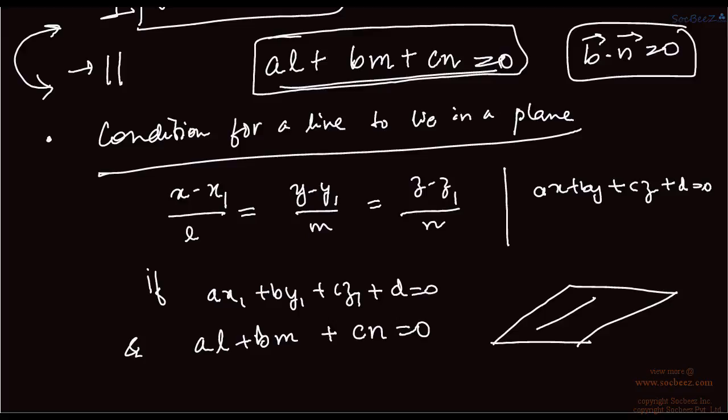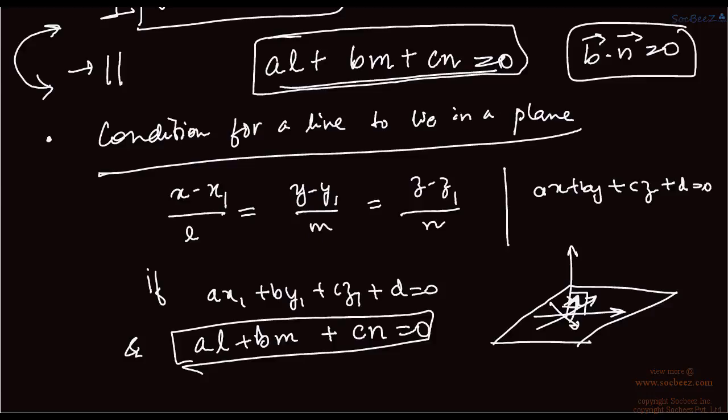0. Because if there is a plane and there is a line on that, then the normal vector will always be perpendicular to this line. So you can always tell that if this line is in the plane, then it will be perpendicular to the normal. So that's why this condition will be there. Fine. And ax1 plus by1 plus cz1 plus d will be 0. This is the condition for a line to lie in a plane.